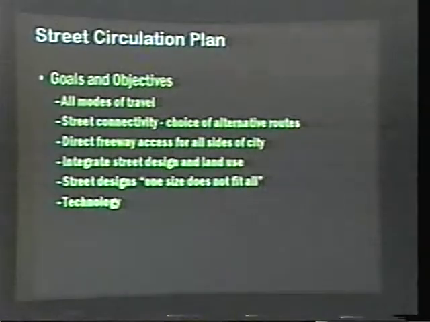So the goals and objectives for the circulation plan, the primary objective of the circulation plan is to look for connectivity opportunities, make those connections, make a less circuitous transportation system, and then improve freeway access, direct access to both sides of the city from the freeway, which can relieve some of your more congested areas. And then also to provide multiple types of streets. One size does not fit all, and those street designs need to serve both their function and the adjacent land use.